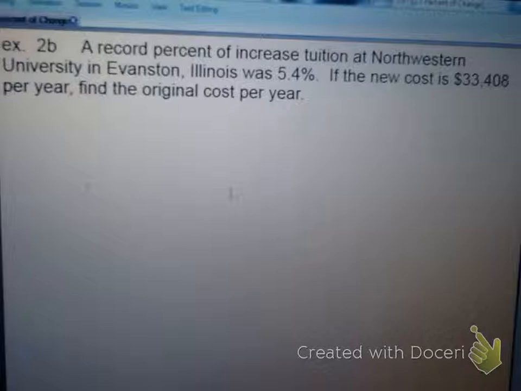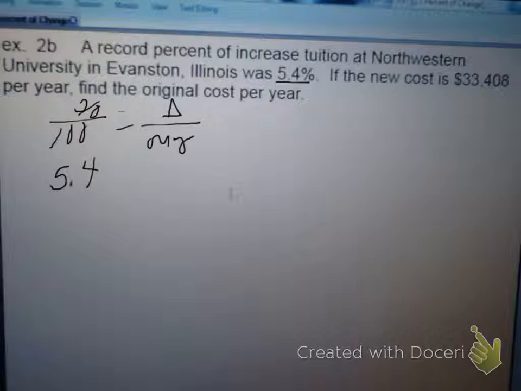Example 2b, a record percent of increased tuition at Northwestern University in Evanston, Illinois was 5.4%. If the new cost is $33,408 per year, find the original cost per year. All right. Again, we have to write our formula down. Our percent was 5.4. Do we know the original tuition?